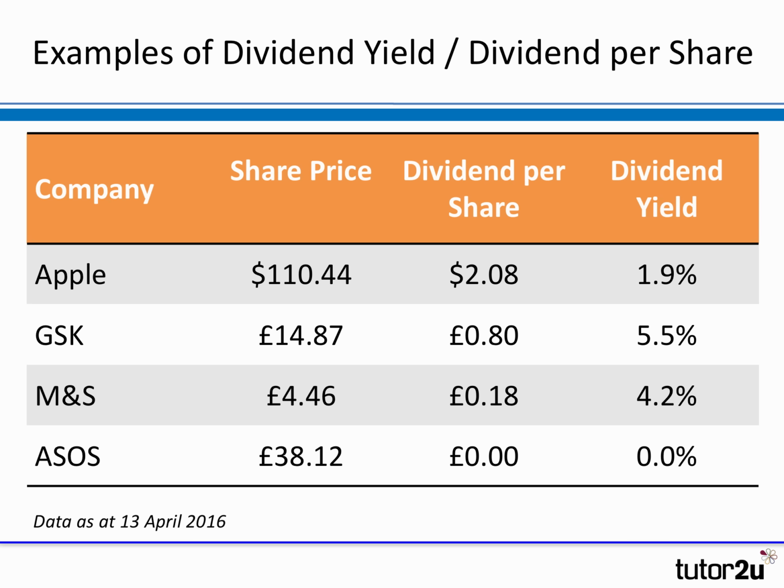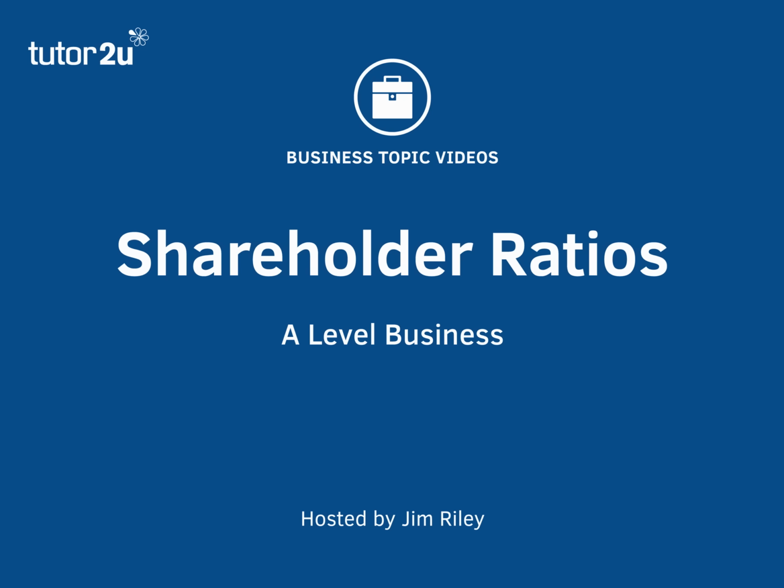So if you're investing in ASOS, you've got to rely on capital gain or capital growth as your source of shareholder return, rather than, for example, a GSK shareholder who may expect to get around about 5% a year just from their dividends. So that's been an introduction to and an overview of the two main shareholder ratios, which is dividend per share and dividend yield. And I hope you found it useful.